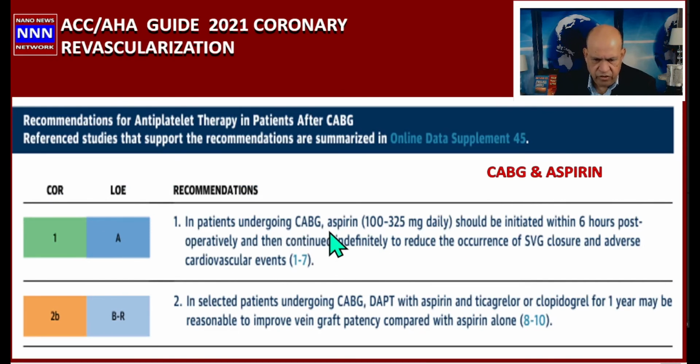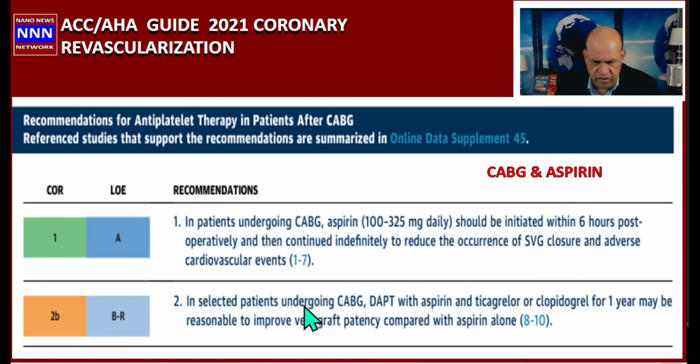In patients undergoing CABG, aspirin should be initiated within 6 hours following surgery. Now remember, you do not start them 24 hours before surgery, but after surgery, you want to keep them on long-term aspirin, and it can be reasonably started the same day or the following day.